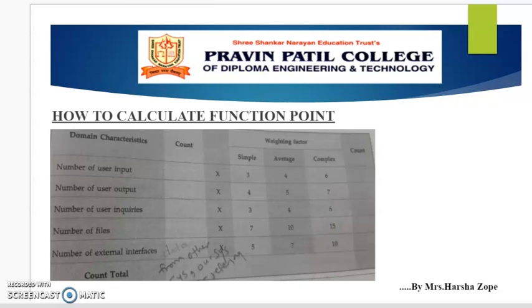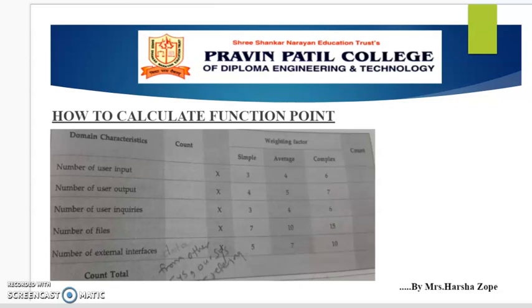First is the number of user inputs. What is the number of user inputs? Each user input which provides distinct application data to the software is counted. The second thing is the number of user outputs. What is the number of user outputs? Each user output that provides application data to the user is counted, that is screens, reports, error messages. Then the third thing is the number of user inquiries, an online input that results in generation of some immediate software response in the form of an output.